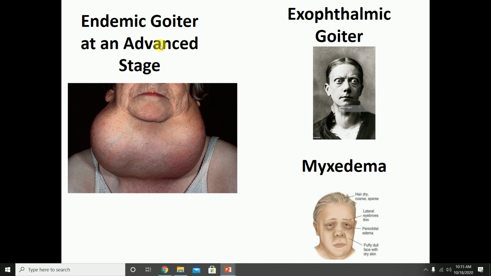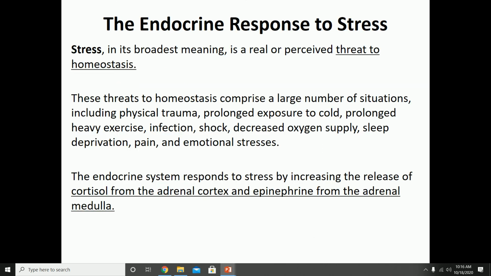So endemic goiter, I'm going to show you the picture in the next slide. You can see this is obviously a very advanced stage, but in this endemic goiter, this goiter is extremely large. To try to compensate for the lack of iodine in their diet, the thyroid gland is trying to make as much thyroxine as possible, and that's why it enlarged, but function-wise, it is actually low. Patient has hypothyroidism.